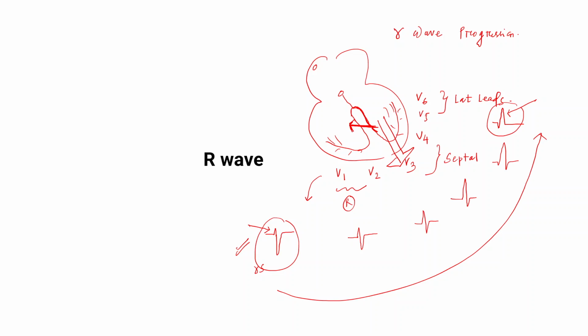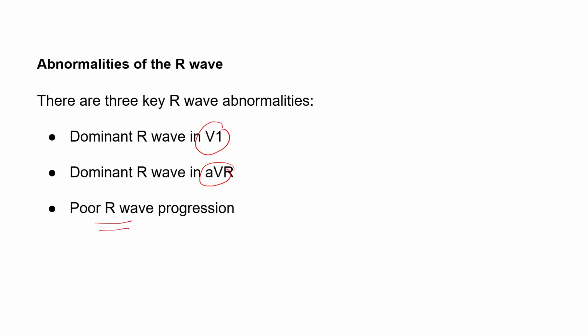Now, in which conditions will you get a dominant R in V1? What are the conditions in which you will get a dominant R in V1?